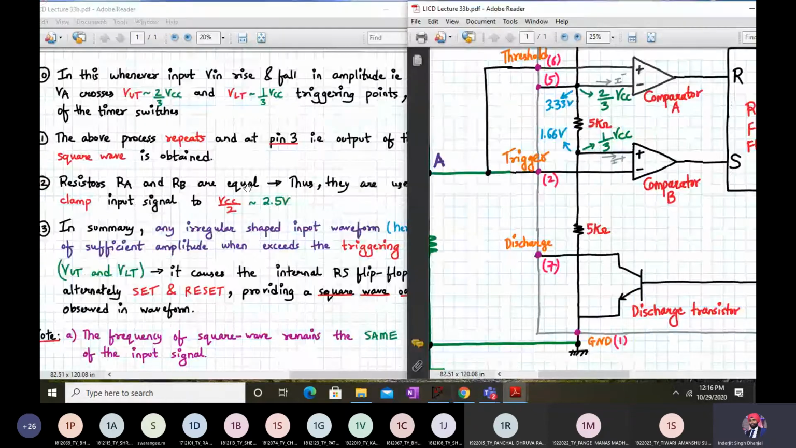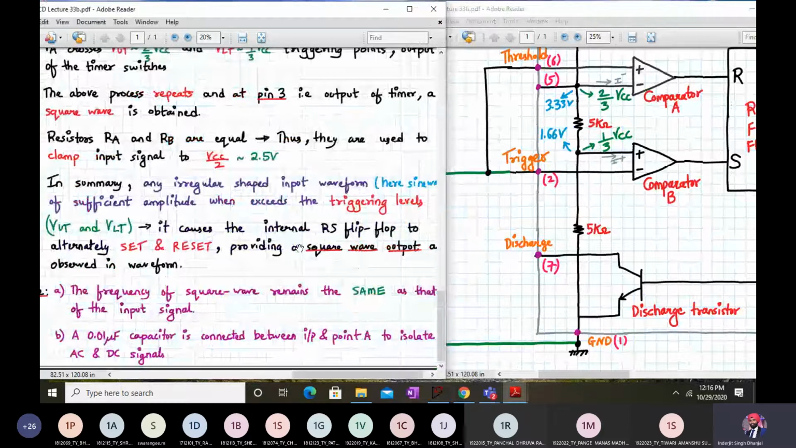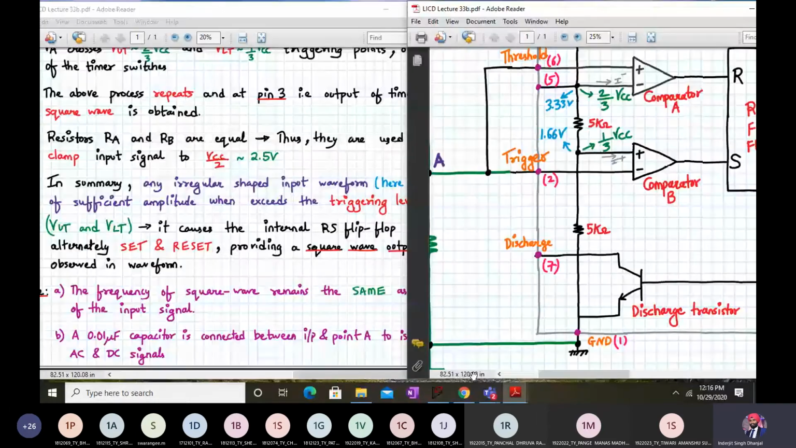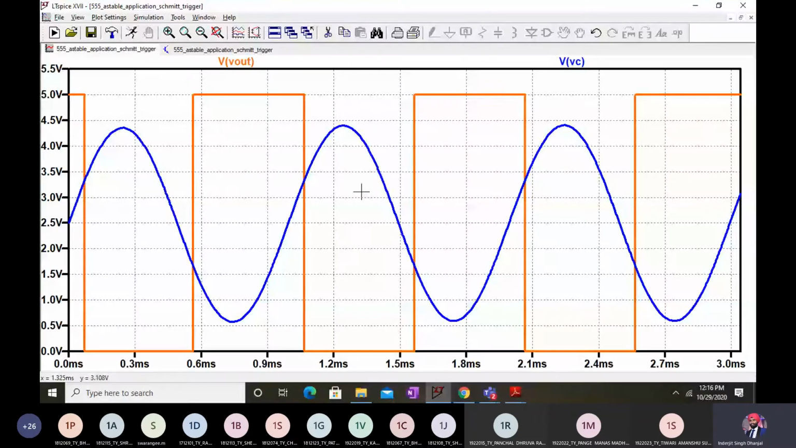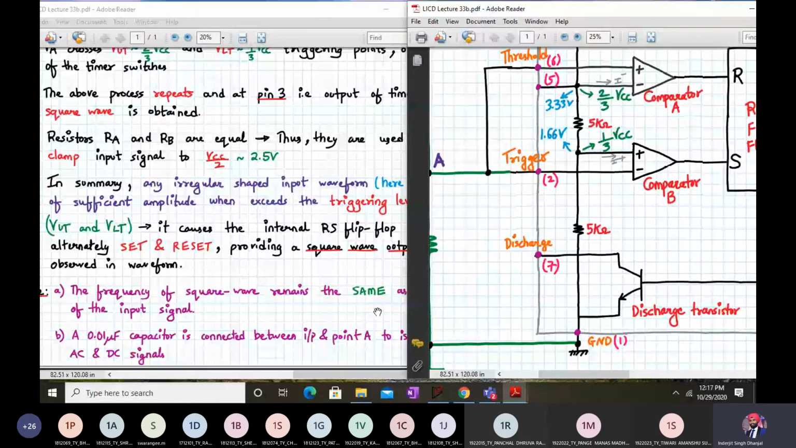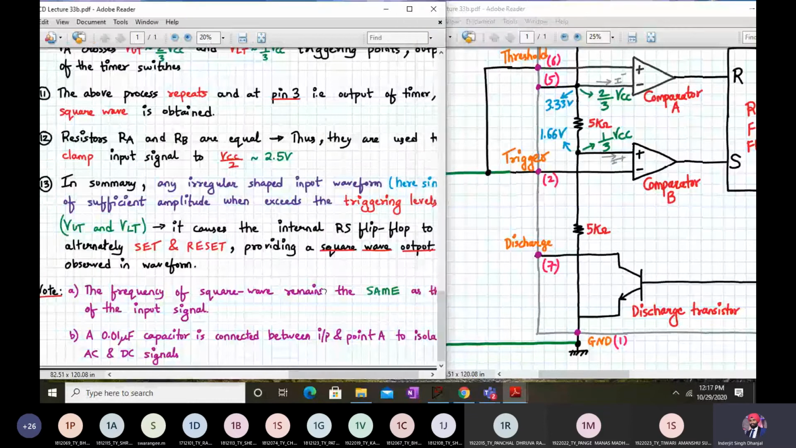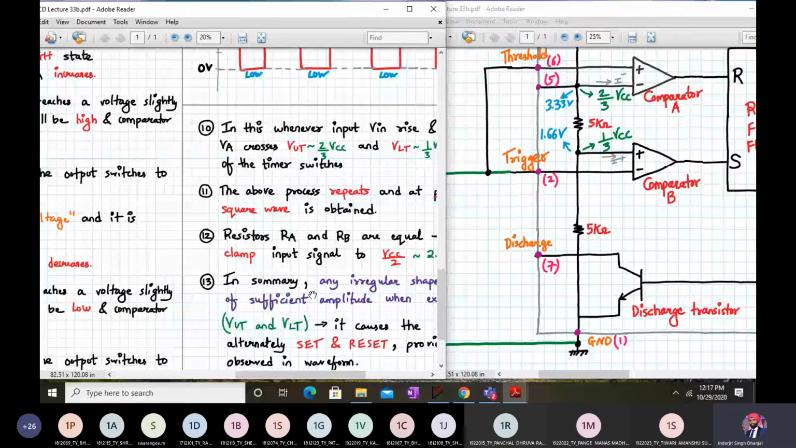Any doubts, anyone in this? So you will get a square wave output. One more thing important to remember is that the frequency of the input signal and the output signal will remain the same. The frequency of the square wave remains the same as that of the input signal. Any doubts in this? Any doubts at all? The waveforms I'll correct. No problem about it, and rest everything is fine.